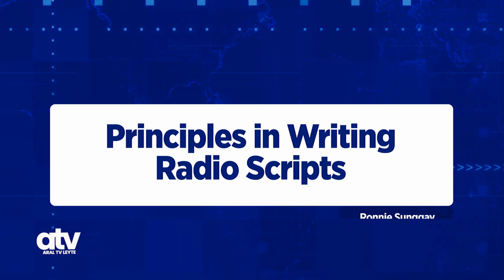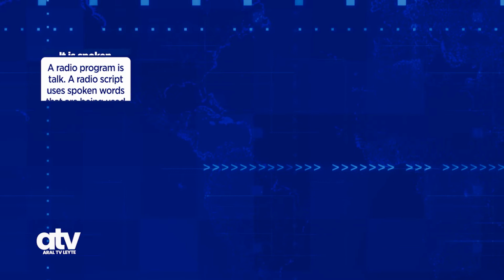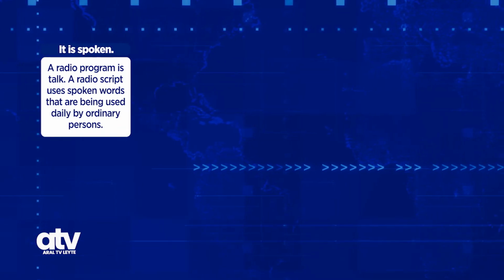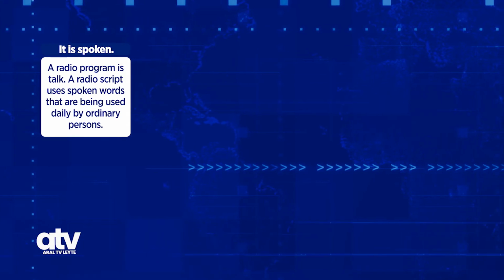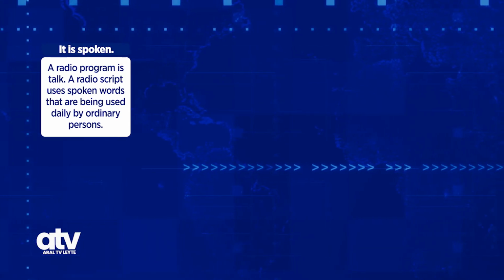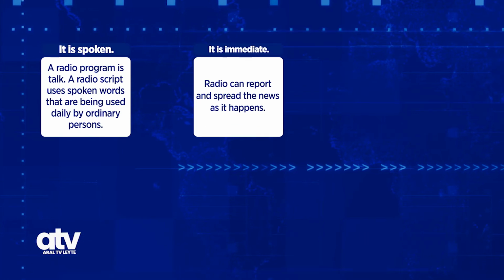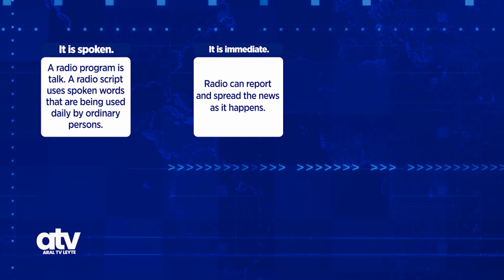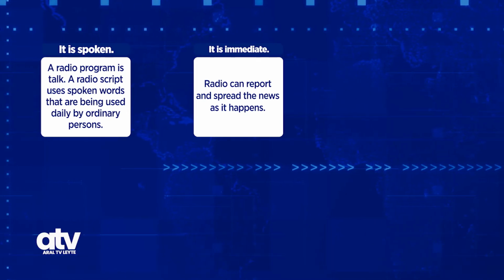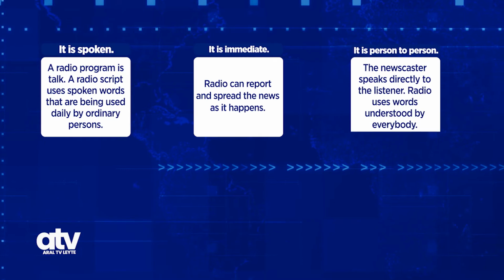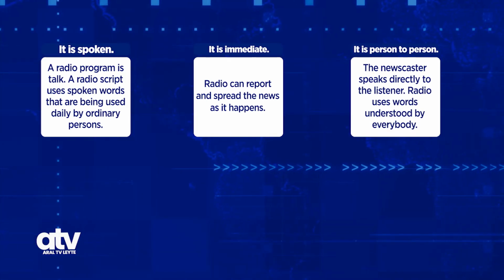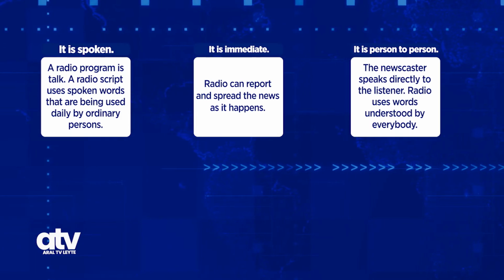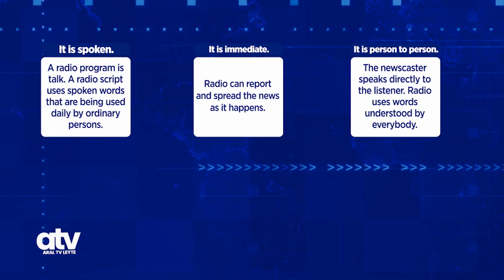Number one, it is spoken. A radio program is talk. A radio script uses spoken words that are being used daily by ordinary persons. Number two, it is immediate. Radio can report and spread the news as it happens. Number three, it is person to person. The newscaster speaks directly to the listener.